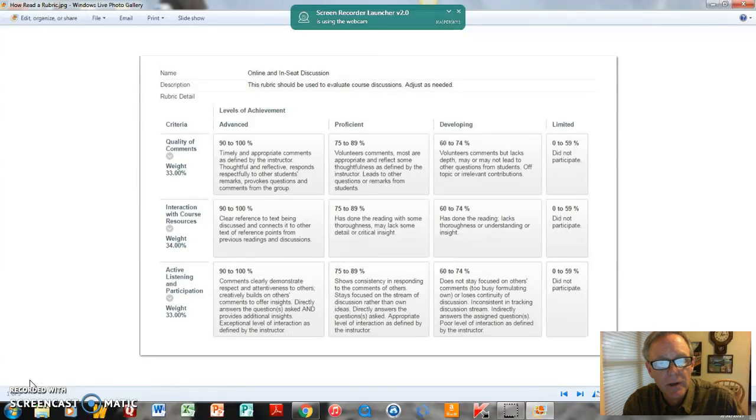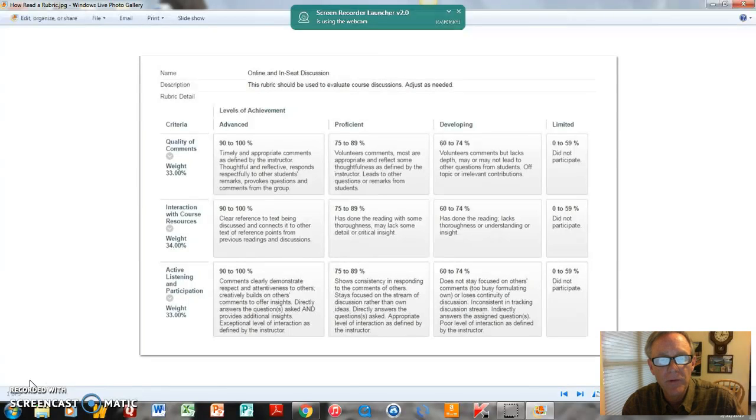The third element is active listening and participation. To get an advanced grade on your discussions, your comments would clearly demonstrate respect, attentiveness to others. It would build on others' comments and offer insights and directly answer the questions and provide additional insights. It's an exceptional level of interaction.